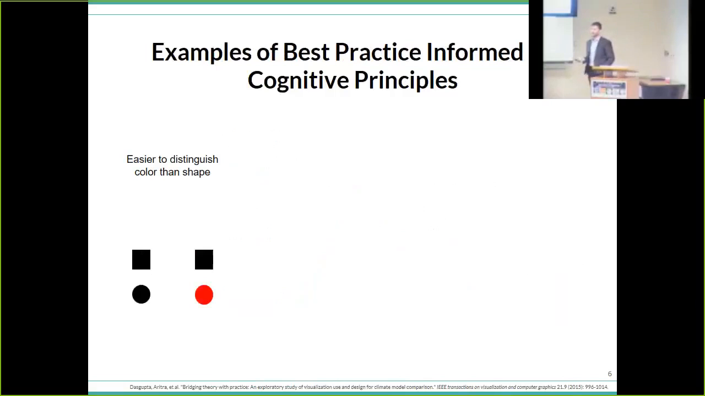Color is easier to distinguish from shape, right? So if you were looking at this really quickly, if I only showed you this, it would be harder to pick out that this is different than if they were different colors, right? That's something super basic. So this comes into play that if you have scatter plots, right, and you don't have too many dimensions to show, you're going to choose different colors, not different shapes. Right?